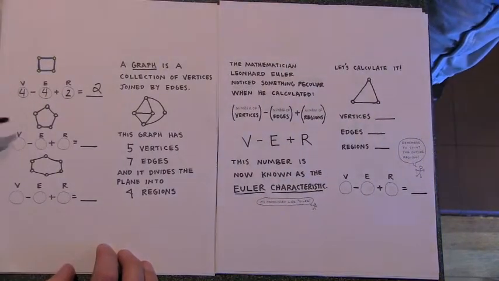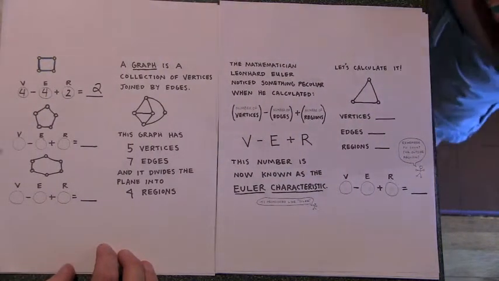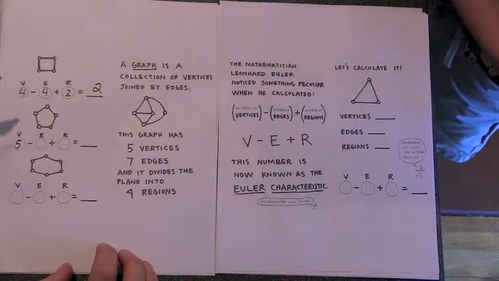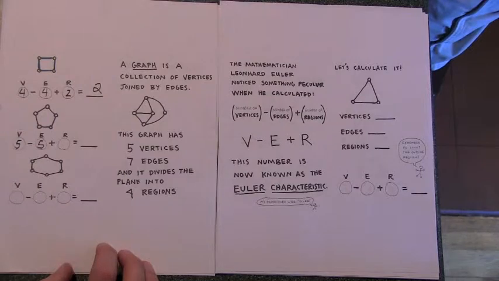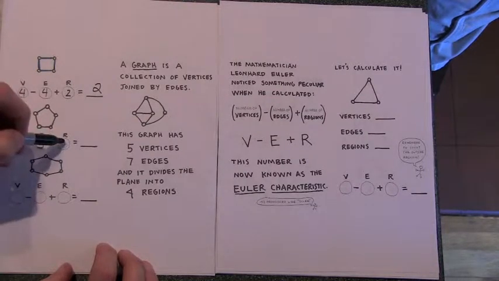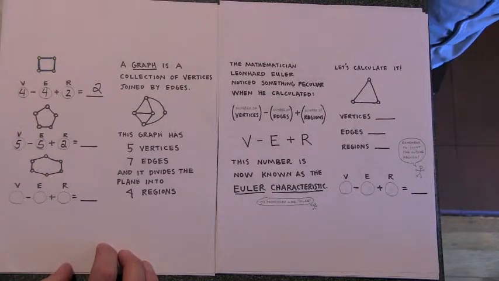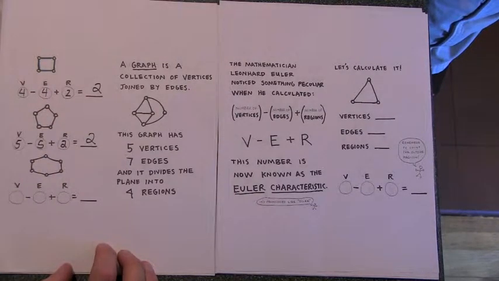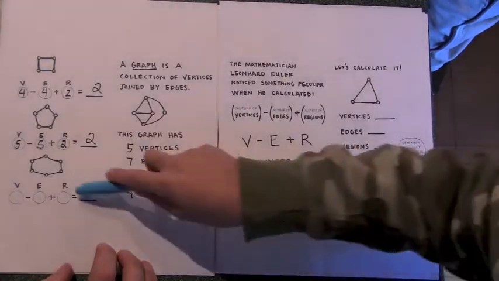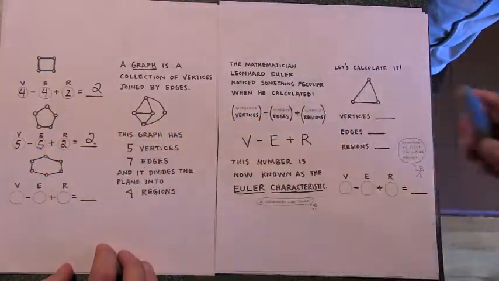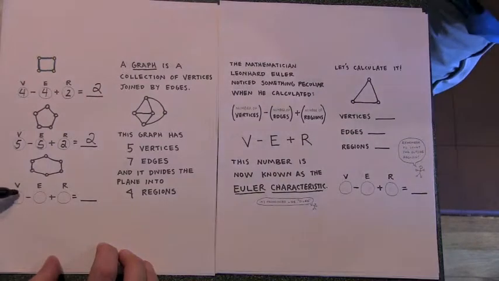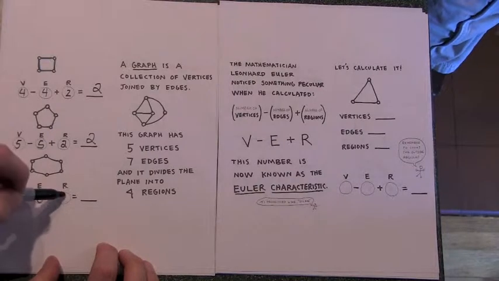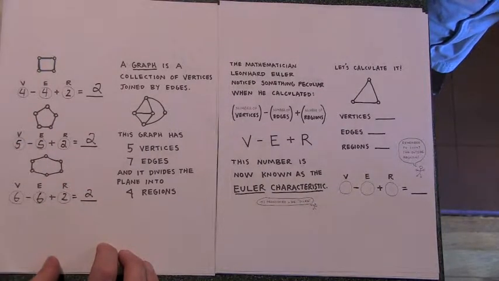Let's do the same exercise for this shape, but maybe we don't need to color it in. How many vertices are there here? There are 5, and then 5 edges, and then there are 2 regions. So that adds up to 2 again. And what about this shape? There are 6 vertices, 6 edges and 2 regions. So it looks like 2 again.